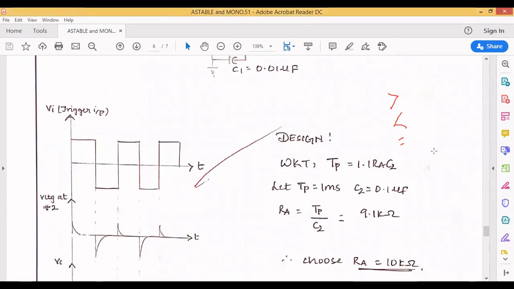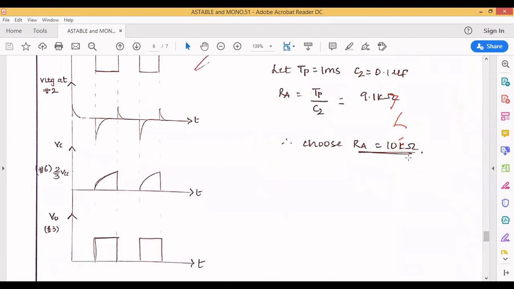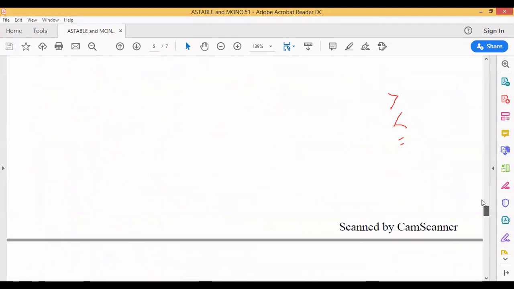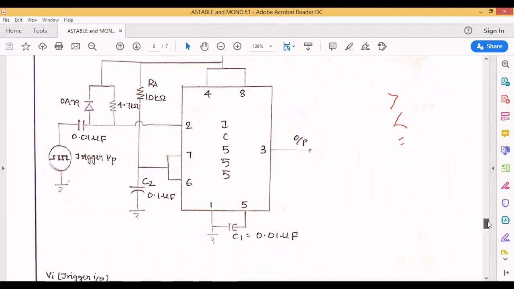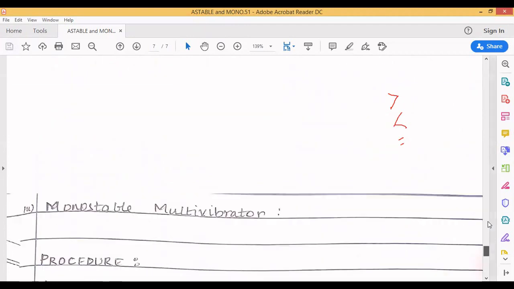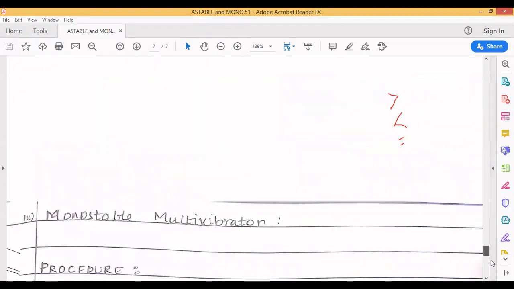So here I am taking the total time period as 1 millisecond and the capacitor as 0.1 microfarad. Then the formula we are using is RA equal to total time period by C2. Then we'll be getting RA as 9.1 kilo ohm and we'll be choosing 10 kilo ohm. That's why you can observe RA we are taking as 10 kilo ohm. So this is about the monostable multivibrator.